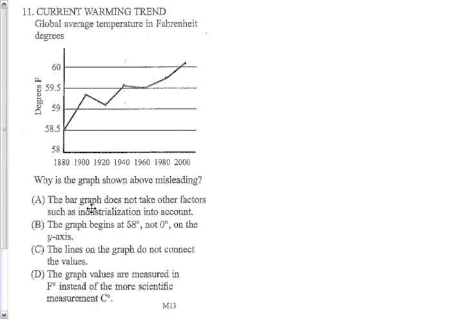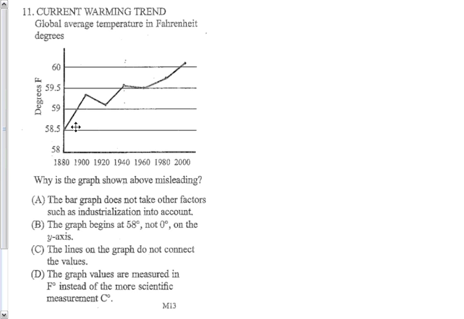So we're just supposed to read the answer choices and determine would that be why the graph was misleading or not. So let's take A. The graph does not take other factors such as industrialization into account. Well, we don't really know the context of the graph, so we can't really make a determination whether that's misleading or not. B, the graph begins at 58 degrees, not 0, on the y-axis.